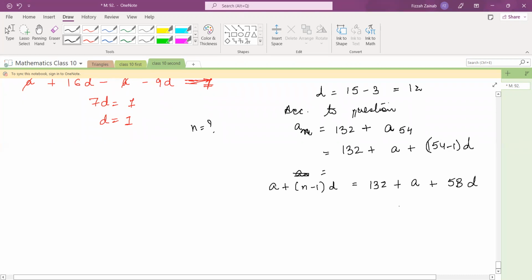Yes. Now you can see A will get cancelled out from both sides, so you don't have to put it. Now you open this bracket, so this will be N into D. Put the value of D first. So N minus 1 into 12 is equal to 132 plus 53 into 12.